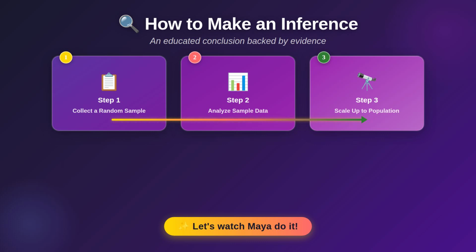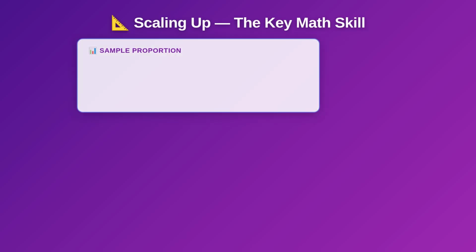Here's the big 3-step process. Step 1, collect your random sample. Step 2, analyze the data from your sample. Step 3, scale up your results to the whole population. Simple, right? Let's watch Maya do it.